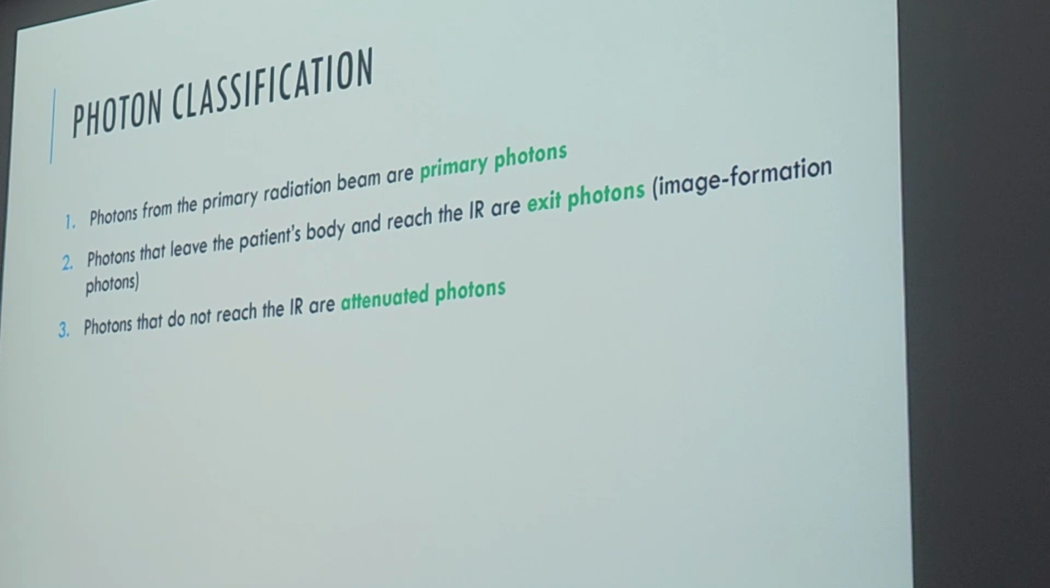There are different types of photons. Primary photons, just like it sounds, are photons from the primary radiation. Exit photons are photons that exit the patient and reach the IR. So where do primary photons exist? Between the tube and the patient. Exit photons exist between the patient and the IR. And photons that do not reach the IR are attenuated photons.